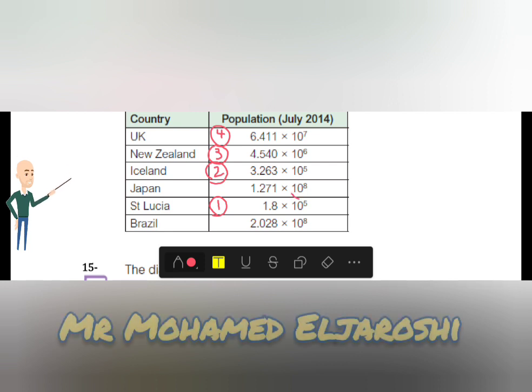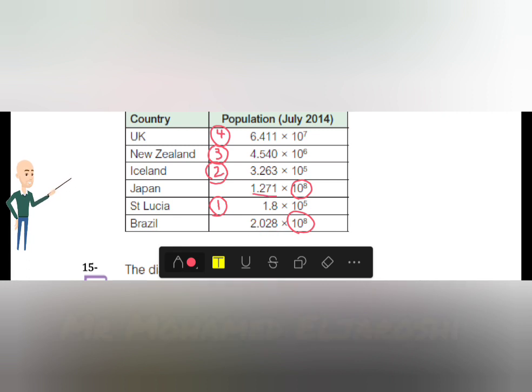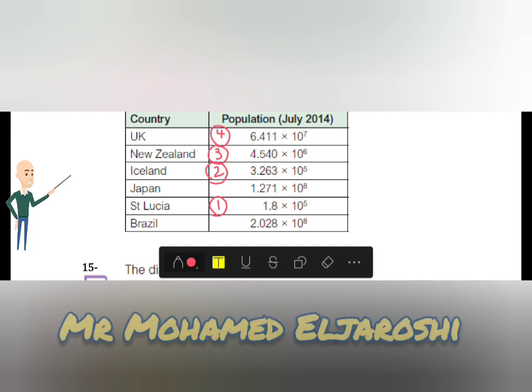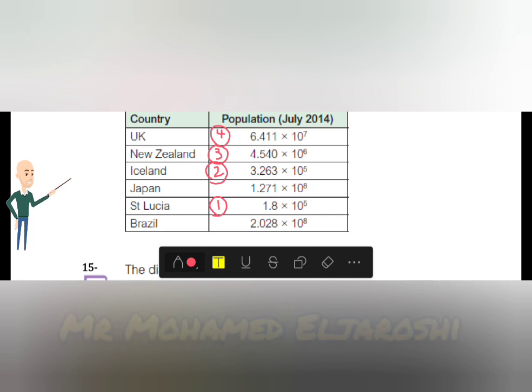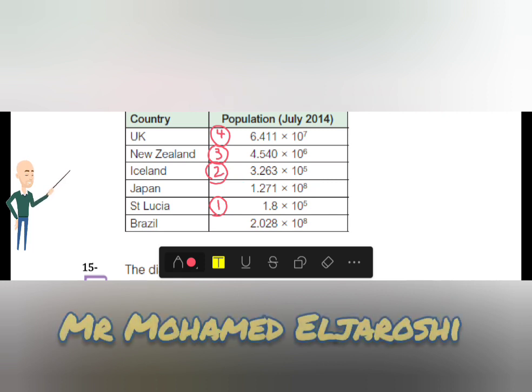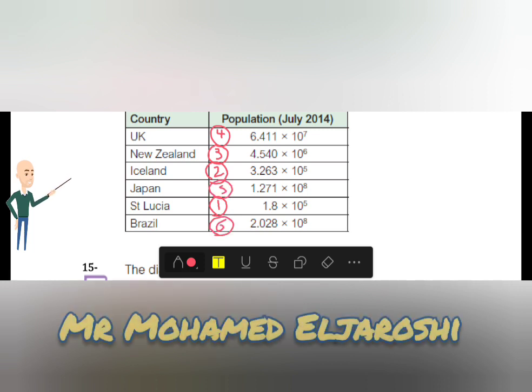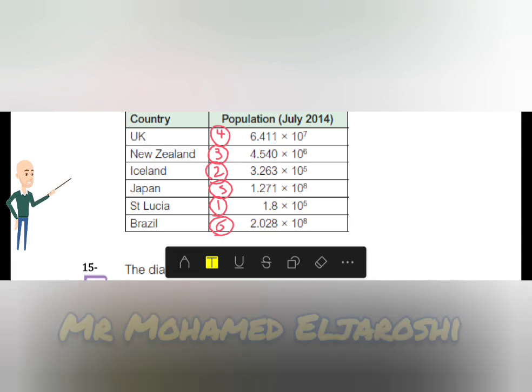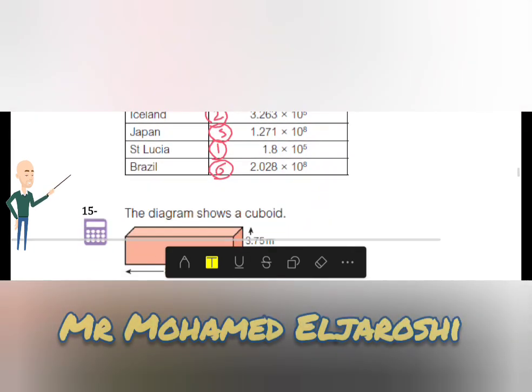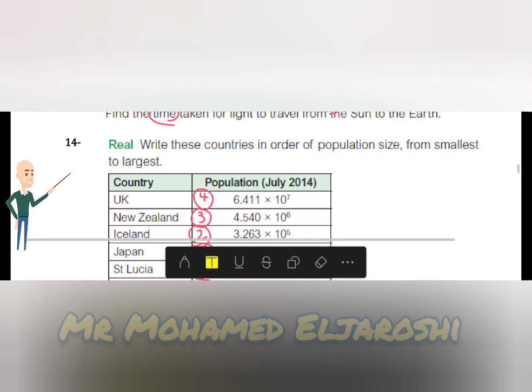And then we have 10 power 8 and 10 power 8. Which one is the smallest? We take a look at these numbers. So we have 1.2 and 2.0. Which one is the smallest? Is this one. Very good. So this is number 5. And then we have number 6. Good job. Now, this is the answer for question 14.